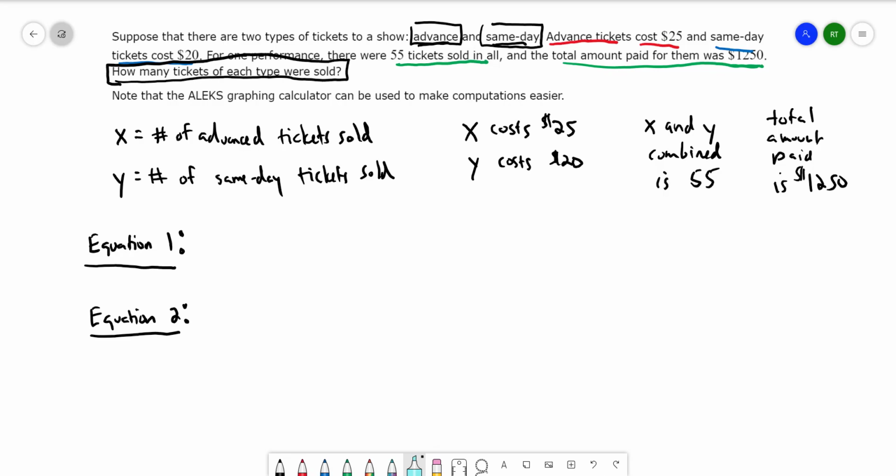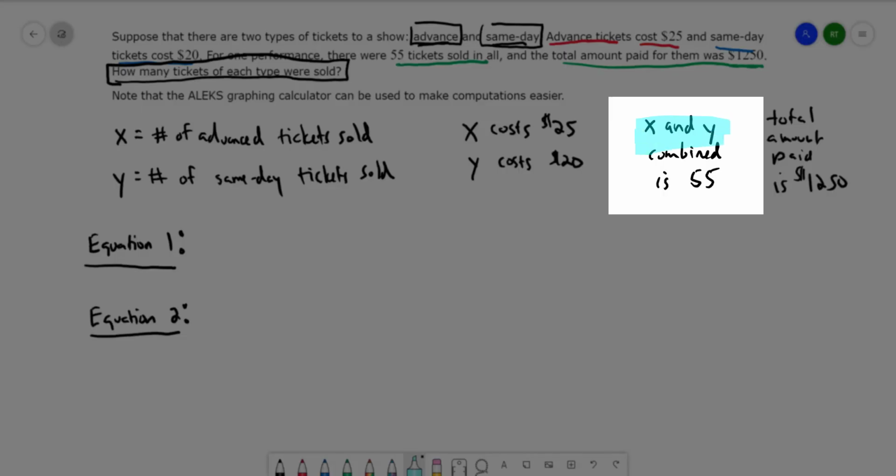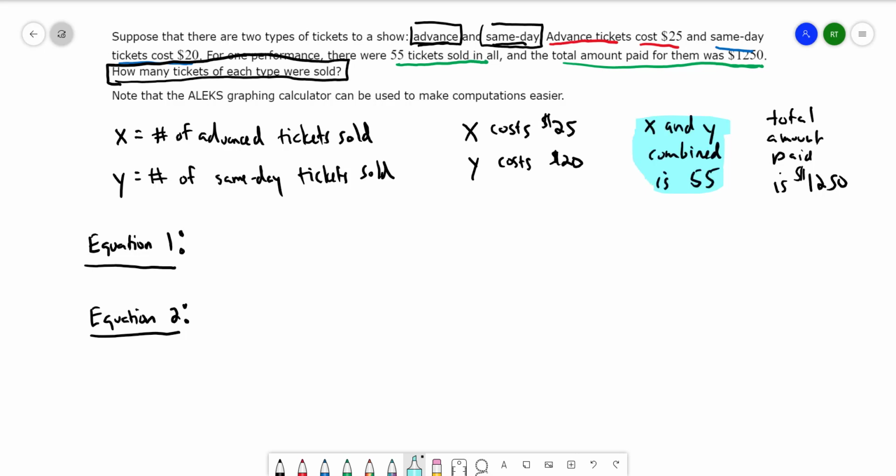For the first equation, I'm going to look at what they told us here. X and Y combined is 55. In other words, the number of advance tickets sold and the number of same day tickets sold combined is 55. If you read in between the lines, the number of advance tickets sold, X, added with the number of same day tickets sold, Y, is going to be 55 tickets altogether. That's what they mean by sold in all. And now I have my first equation.